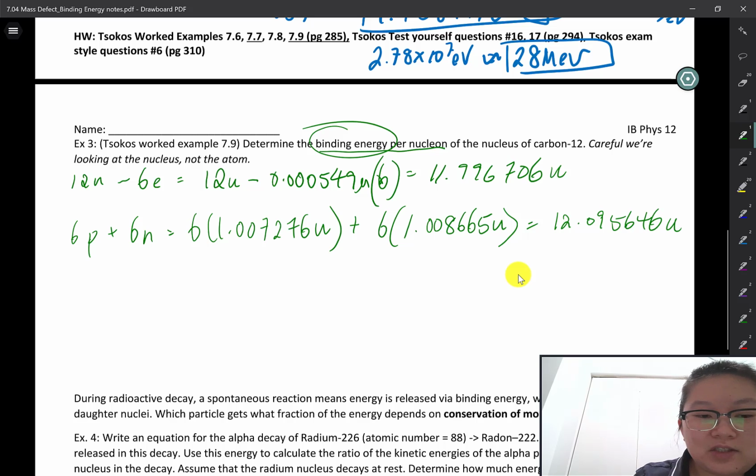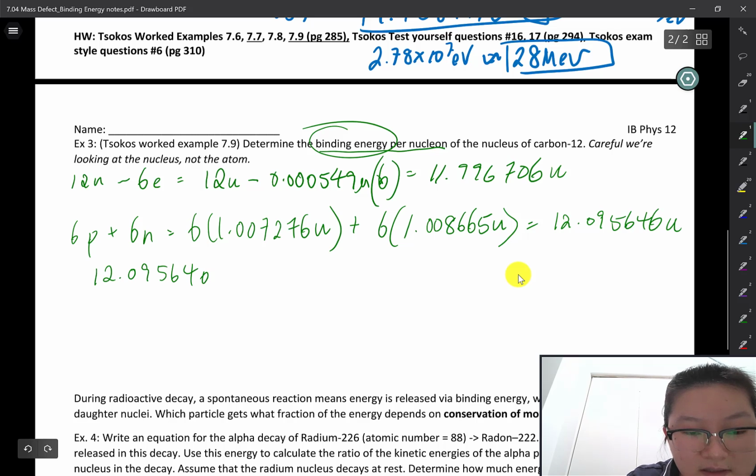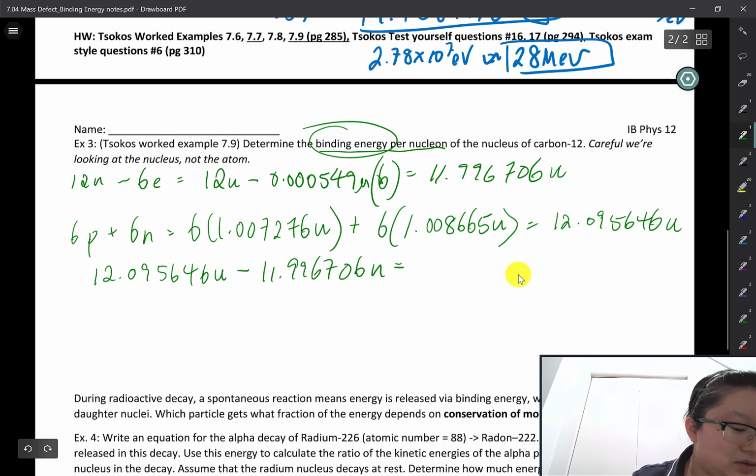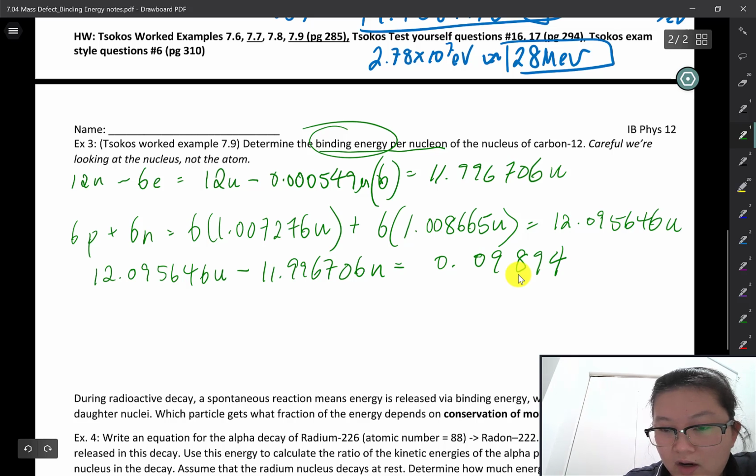So let's do a subtraction, which is 12.095646 u minus 11.99676 u. This is equal to 0.09894 u.